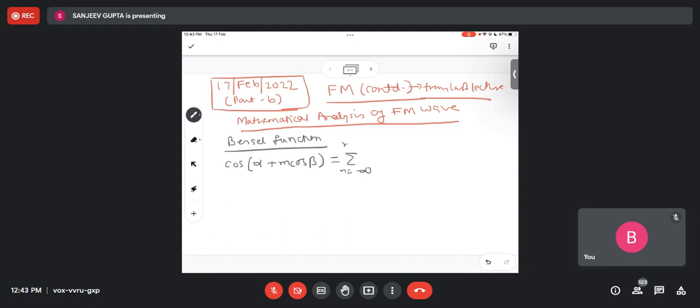It is a sum over n from minus infinity to infinity. I actually moved ahead last time, but I thought I would explain a little bit of the Bessel function to clear any doubts. I explained it in a simple way as an application, but I will do more justice if I explain it a little. It is just given by J_n(m) cos(alpha plus n beta plus n pi by 2). That is the standard form, no need to mug it up.